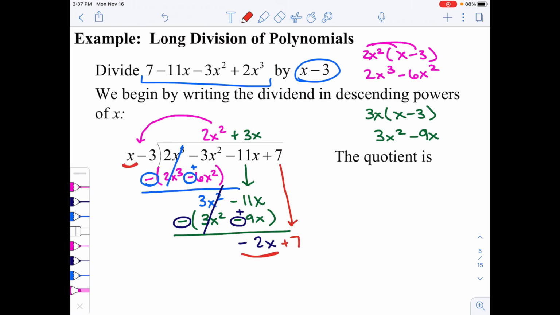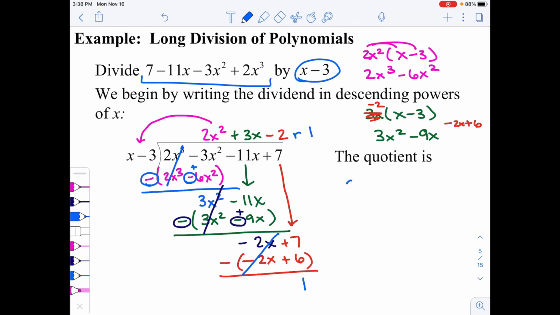So again, x times what gives us a minus 2x? We need a minus 2. So if I do that multiplication, that means we have a negative 2 that's going to multiply. I'm just going to squeeze over here. That's going to give us a negative 2x and a positive 6. So we have a negative 2x with a positive 6 that we have to subtract. So if I have a negative 2x minus a negative 2x, those are going to cancel out. A 7 minus a 6 is going to leave us with a 1. So that means I have a remainder of 1.